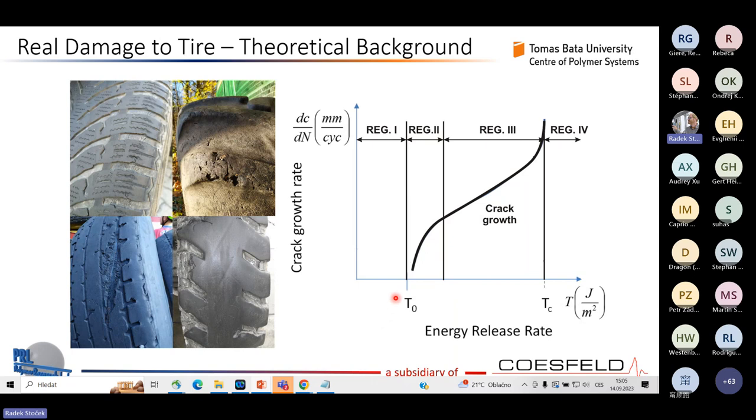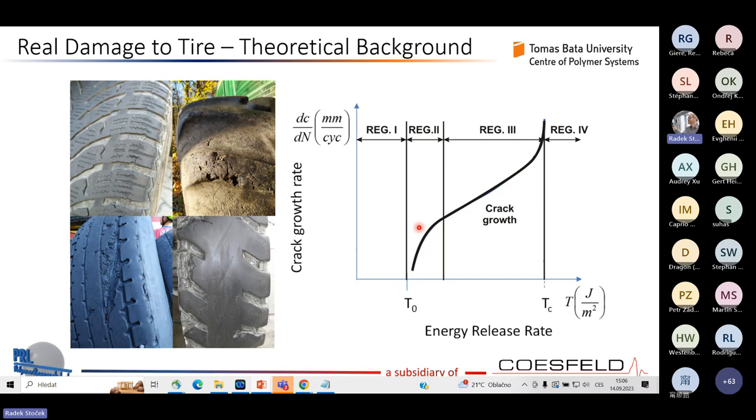So there we have different regions here. The first region is below T0. T0 is a value labeled as the fatigue threshold or intrinsic strength. Below T0, there is no crack initiation and no crack propagation from mechanical loading. Please understand me correctly: mechanical loading. There can, of course, be crack initiation below T0, however it is caused by, for example, ozone acting and so on, not mechanically. Mechanical cracking starts with T0. Then there is region two, where there is a very quick increase in the crack growth rate.